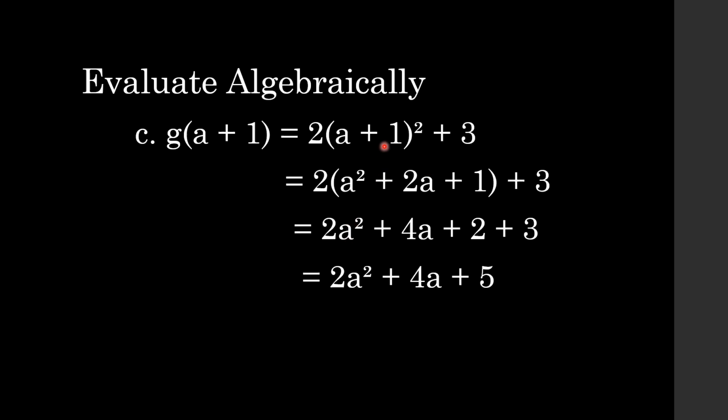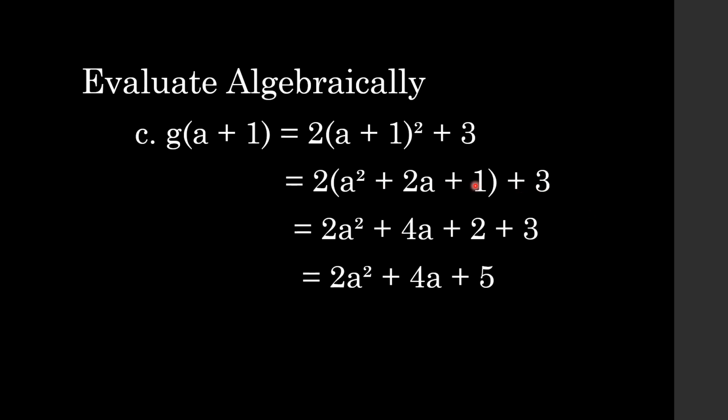And when you expand it, this one becomes a perfect square. So for the perfect square expansion, you take the a squared, that is a squared here, then 2 times a times 1, that will give us 2a. Then 1 squared will give us 1. Remember, we have to expand this perfect square before multiplying the constant 2. Then the other constant here is plus 3.